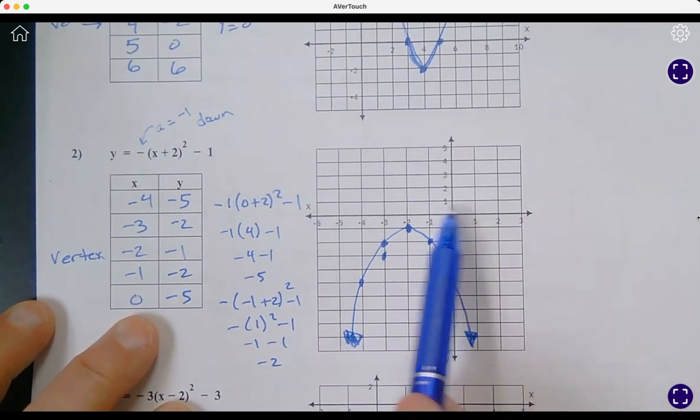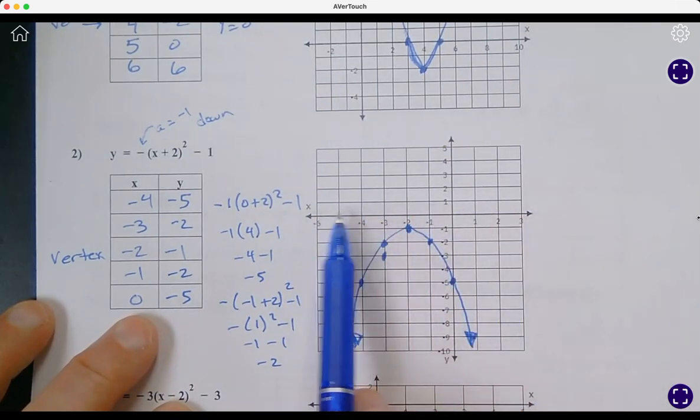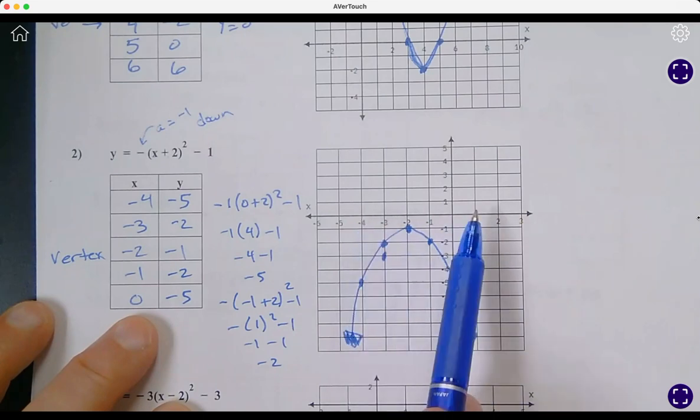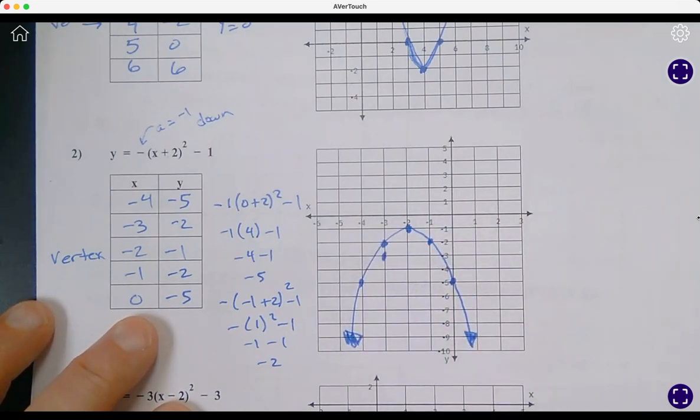Notice there's no x-intercepts. So if I was going to ask you for the x-intercepts on here, you would say none. There's always one y-intercept. And there it is. All right, let's do the next one.